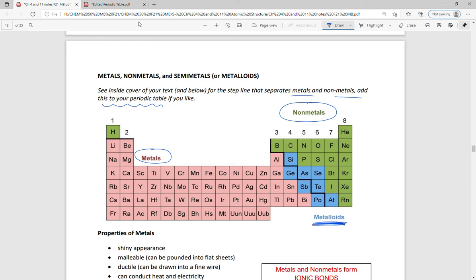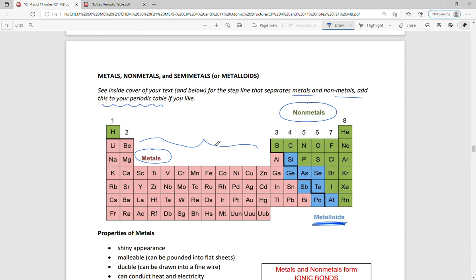Those are called metalloids. They are a little bit blurry as far as their tendencies, and they're kind of different than transition metals. Transition metals, if you remember, were this bit here. Metalloids are kind of in between, if you will, the metals and the non-metals.